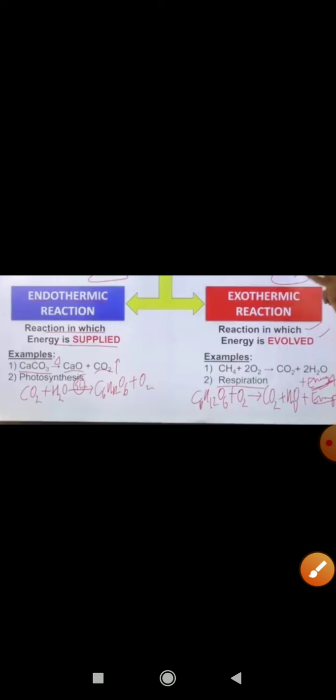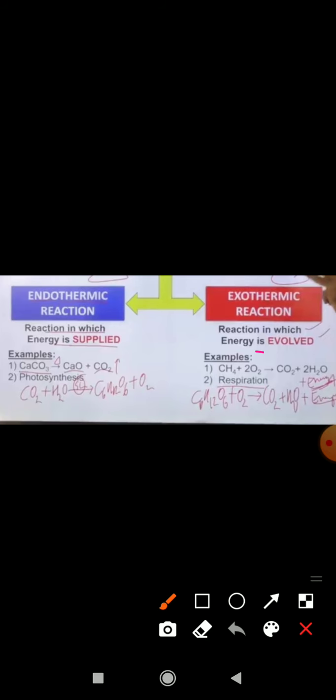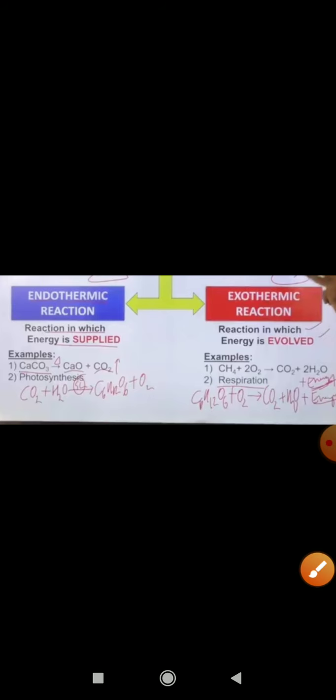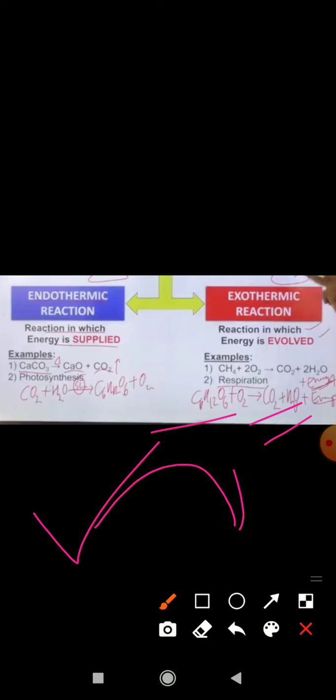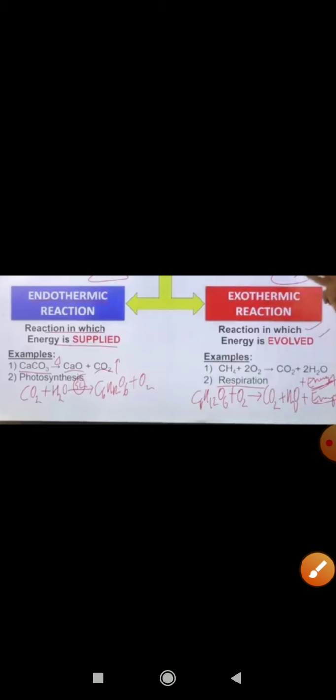So let's move to the exothermic reaction. It is a reaction in which energy is evolved, meaning energy is released and exits from the body. A special example is respiration, when glucose combines with oxygen in the form of food, it produces carbon dioxide, water, and also energy. It releases energy, meaning energy is evolved. It is known as an exothermic reaction. I hope you understood.